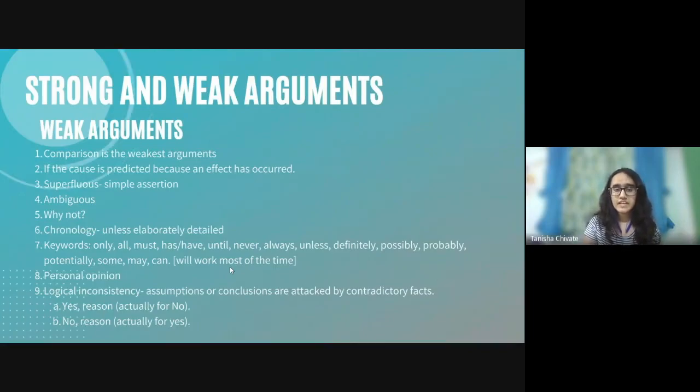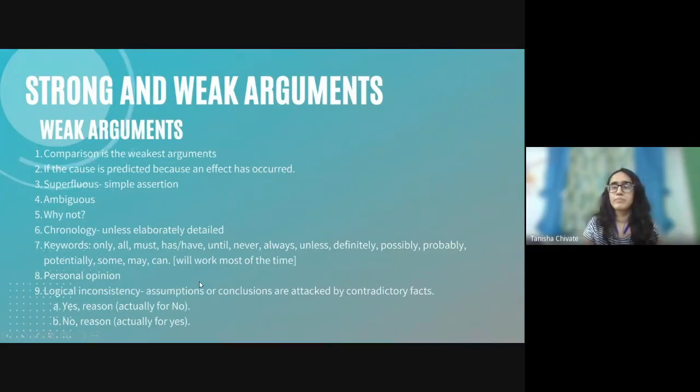So understand this, any comparison, any argument which talks about comparison is always weak. Second, if the cause is predicted because an effect has occurred. Now, if I say the cricket match has been abandoned, full stop, it must have rained. That is a weak argument. I'm basically stating the effect of something.